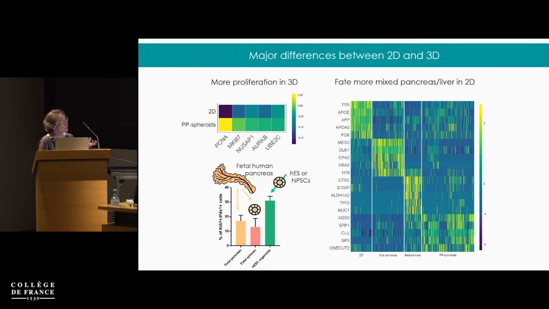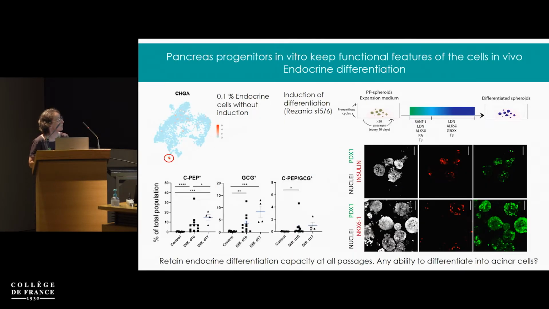A big difference also that we see by moving from 2D to 3D is that in the beginning, the cells we produce in vitro have a co-expression of liver and pancreas genes. Very low levels, co-expressed in single cells. And by going to 3D, they continue their program and they turn down the liver program. So these are progenitors, they proliferate.